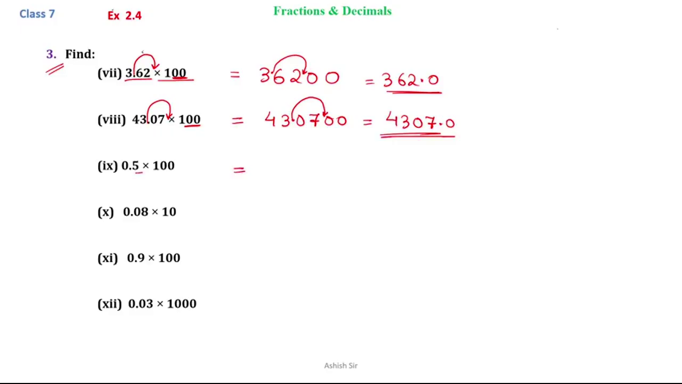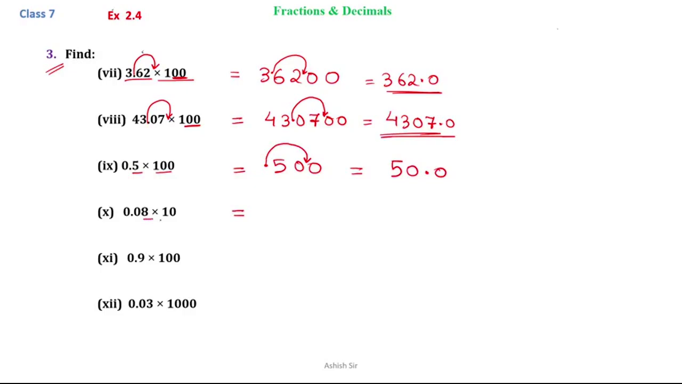Similarly, moving to the next one, 5 into 100, we will write down it's a 500 because there are two zeros. So point will move from here to here, two digits to the right. In multiply, the point moves two digits to the right. So what we will have 50.0.